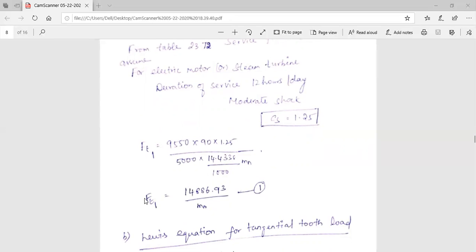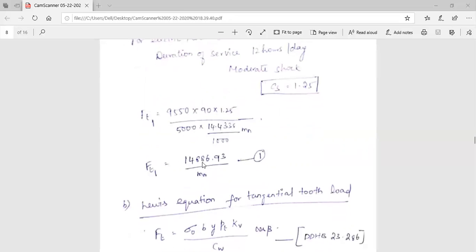This is the normal tangential tooth load value, 14886.93 divided by mn, in terms of the normal module. We apply the trial method to find the module value, so this is the normal module. So the first data is over, that is the normal tangential tooth load. We found it using the equation 9550 multiplied by N Cs divided by n1 r1.